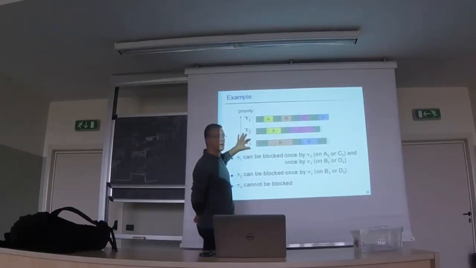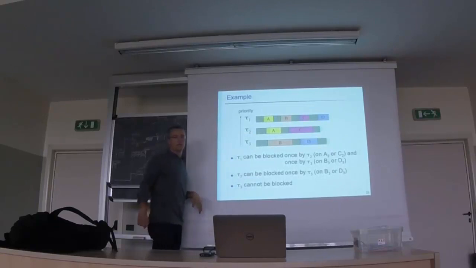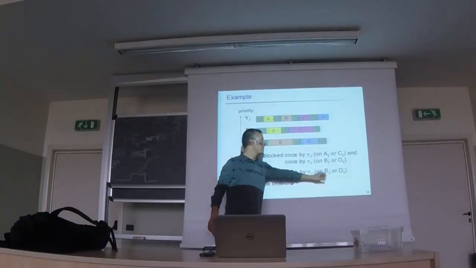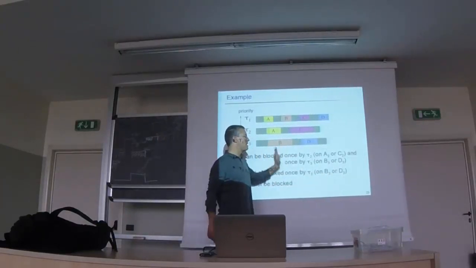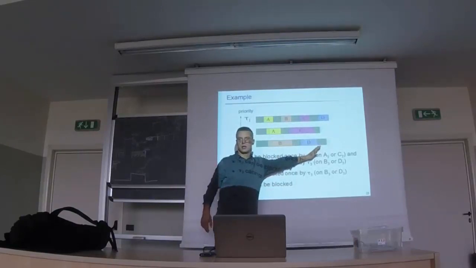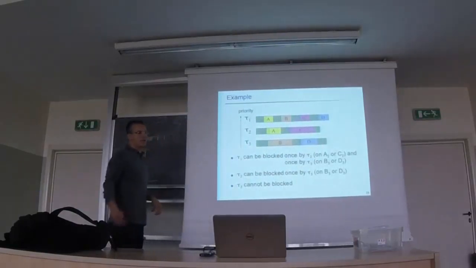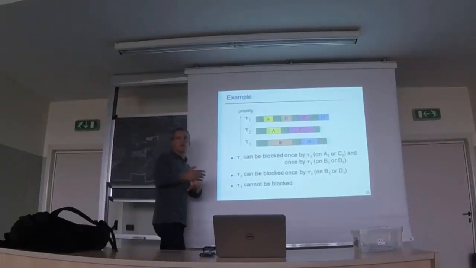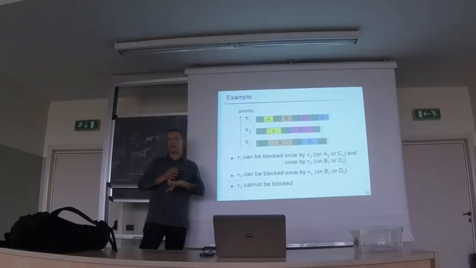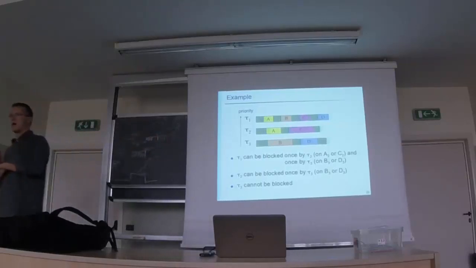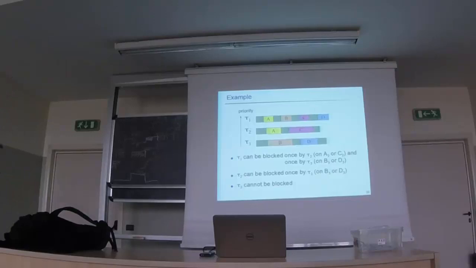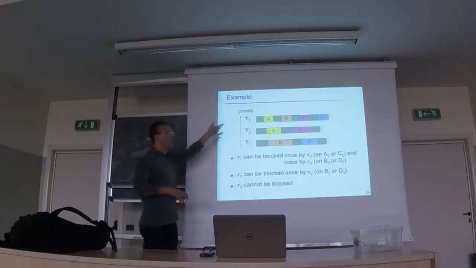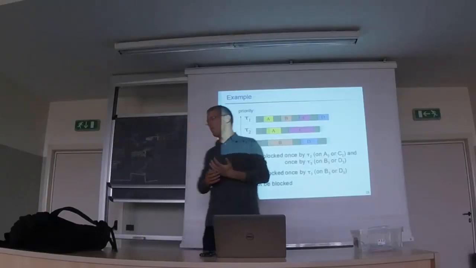But there is only one lower priority task here. So tau 2 cannot be blocked twice, by either B or D. It is not possible that this task be blocked twice. Why? Because when tau 1 starts executing, it can continue executing. If you think about possible settings, it will never be the case.